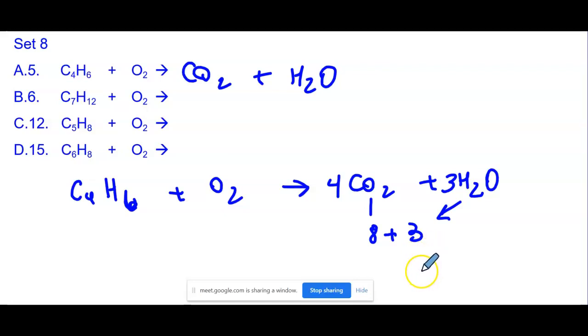For oxygen, just oxygen. We already balanced carbon and hydrogen, so now we're just looking at oxygen. So 8 from CO2, because 4 times 2 is 8, and 3 times 1 for water gives us 3 oxygens.